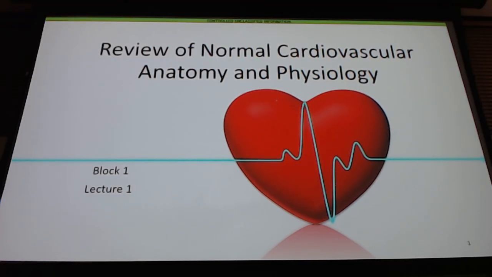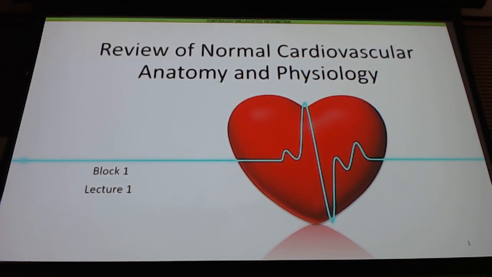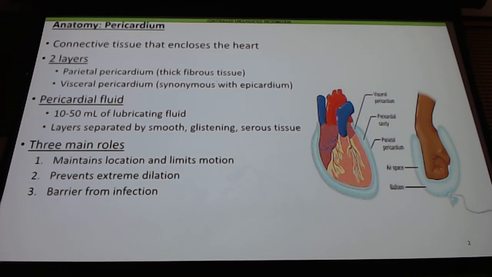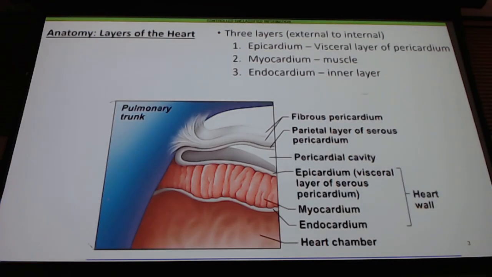All right, so we had 6 lectures. The first one we did was just a review of normal anatomy and physiology. We talked about the pericardium, how it's a 2-layer sac that basically serves to keep the heart contained in its location so it's not freely swinging around like a pendulum. It prevents that extreme dilation, so it supports function of the heart, and then it also serves as a barrier from infection, so it protects the heart from infection.